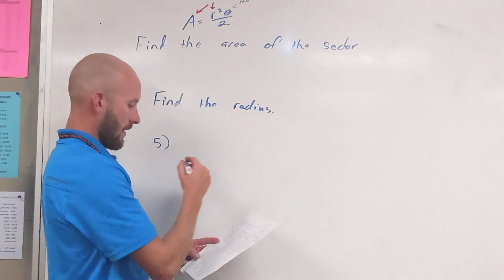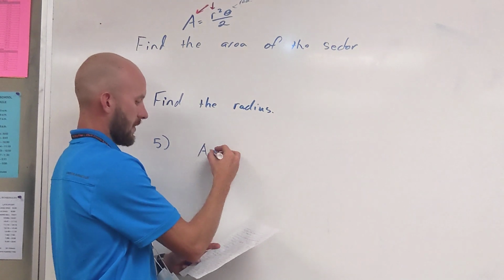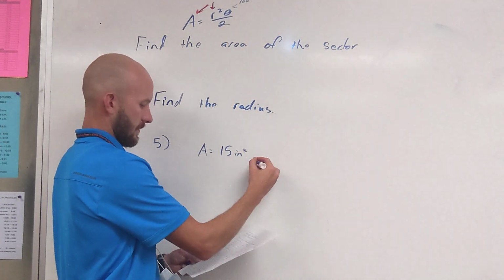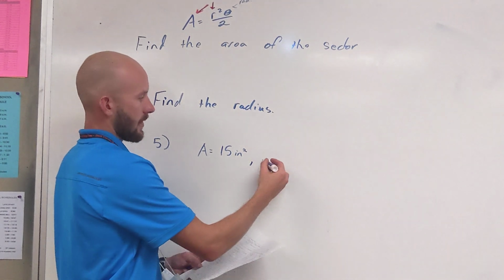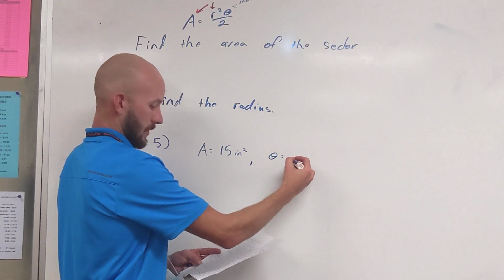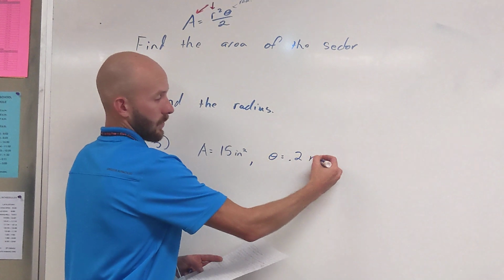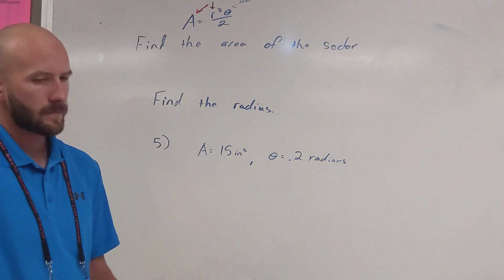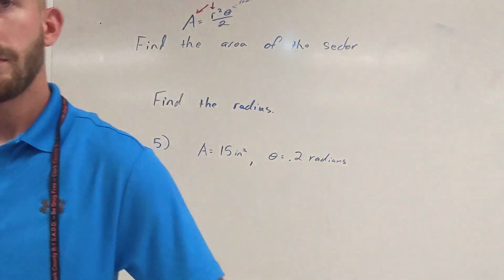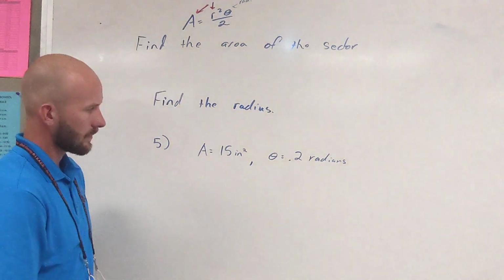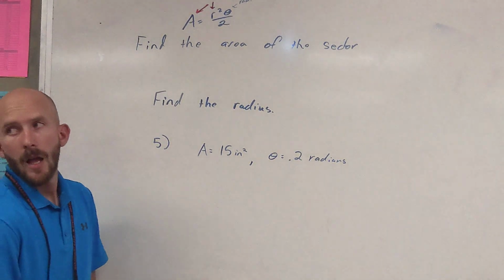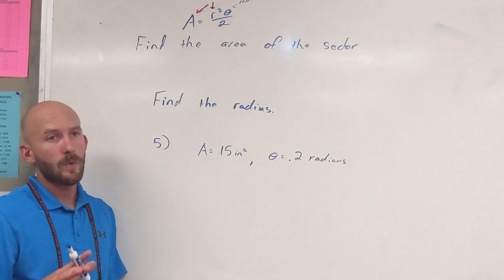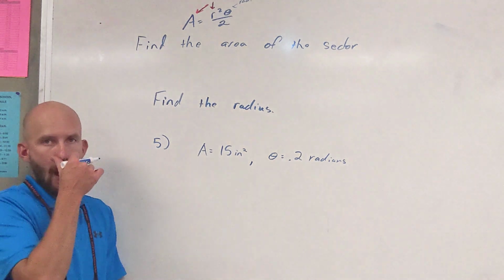Okay. So it's going to give you the area of a sector. And our angle, in this case, is going to be 0.2 radians. Since it's already in radians, we don't have to convert there.